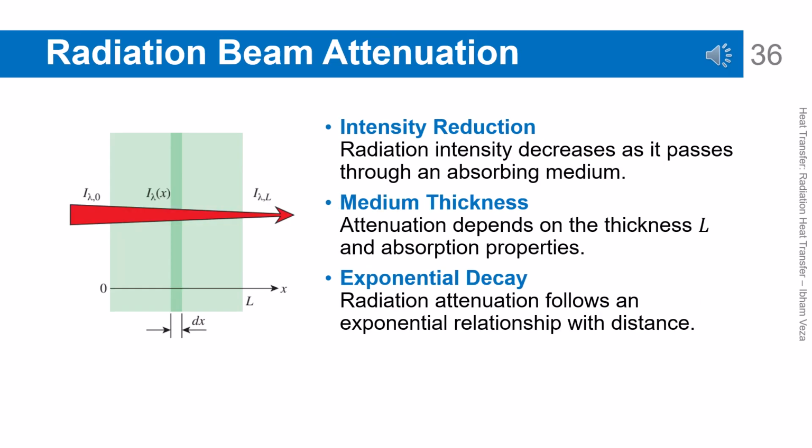Radiation beam attenuation. When radiation passes through an absorbing medium, its intensity decreases. This reduction depends on the thickness of the medium and its absorption properties. Mathematically, this attenuation follows an exponential relationship with distance. The thicker the medium, the smaller the remaining intensity. This concept is important in the analysis of gases, smoke, and other participating media.